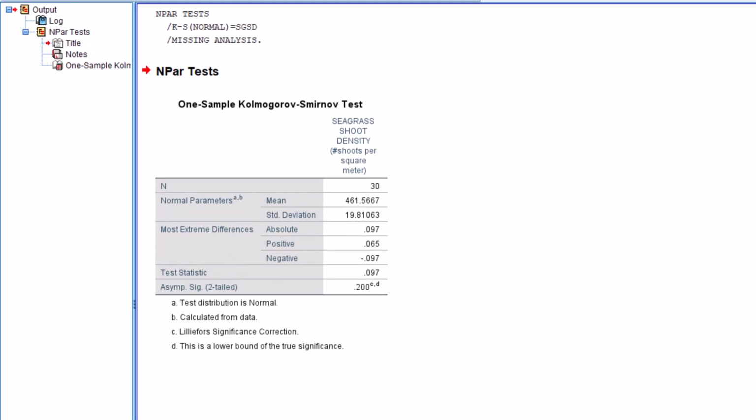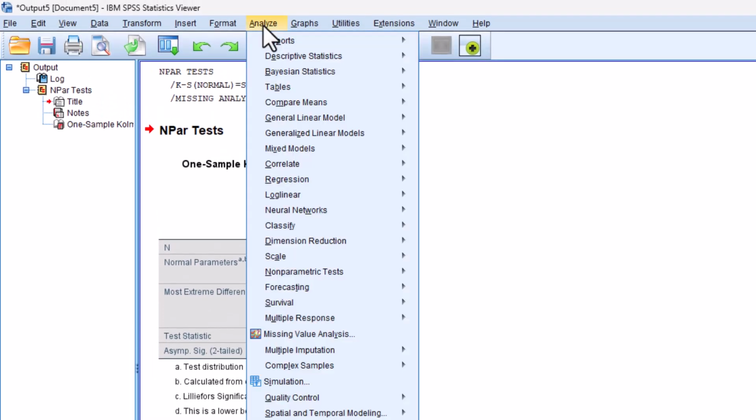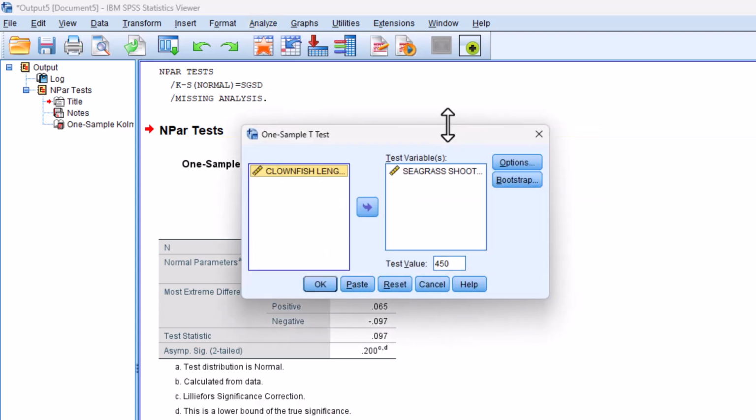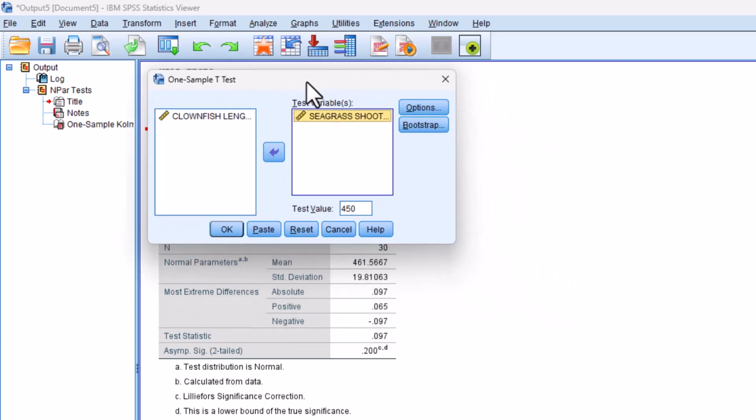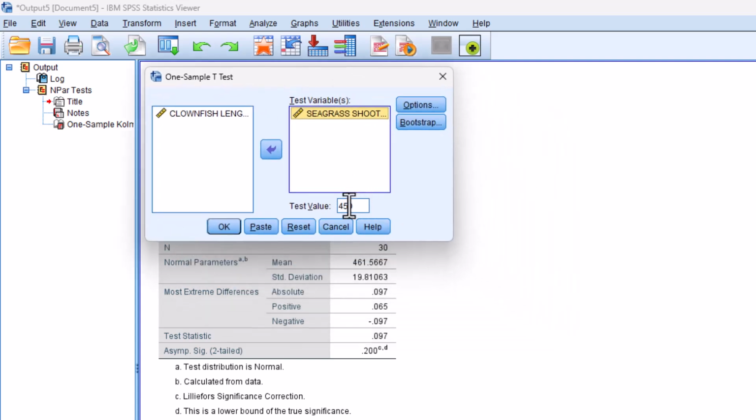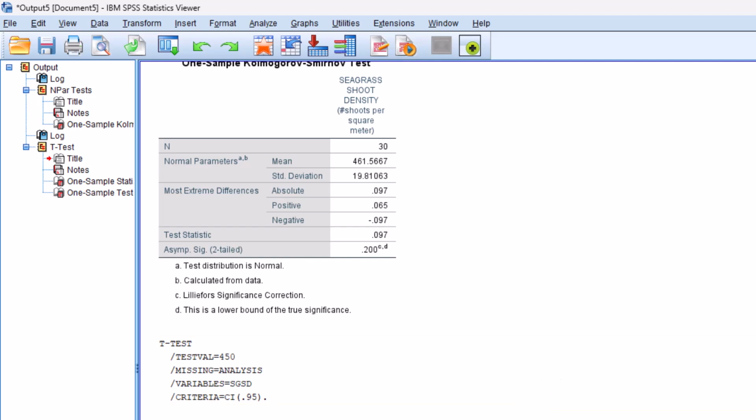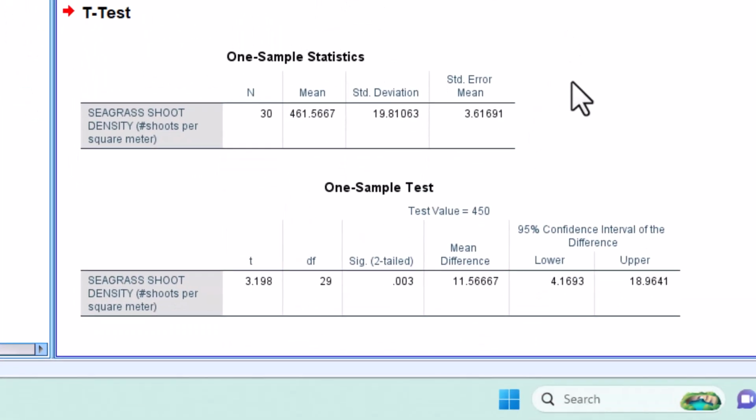Next, mag one sample t-test na tayo. Analyze, compare means, one sample t-test. Then we transfer our variable of interest here. As I've said, our global value for seagrass shoot density is 450 shoots per square meter. So, let's put it here. 450. Click OK. And in the table here, our sig two-tailed value or p-value is 0.003.